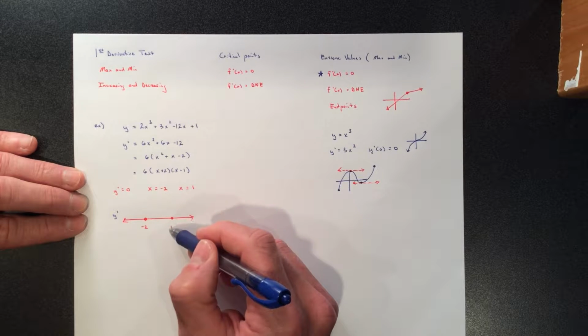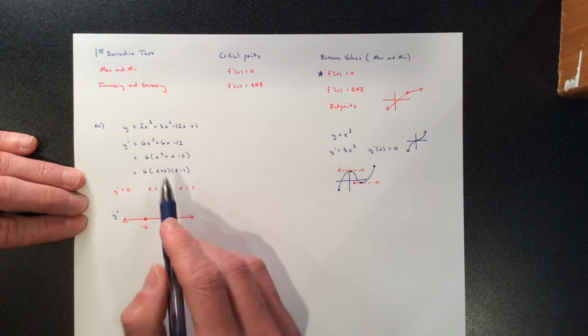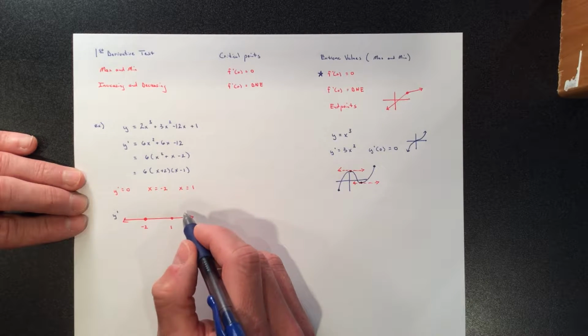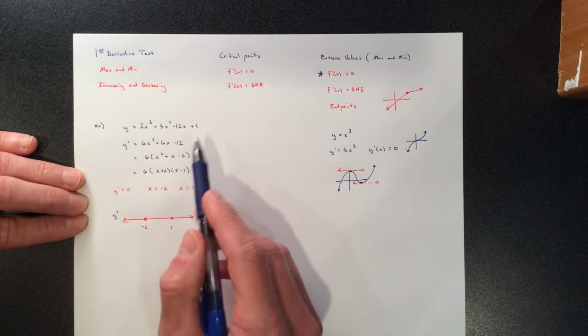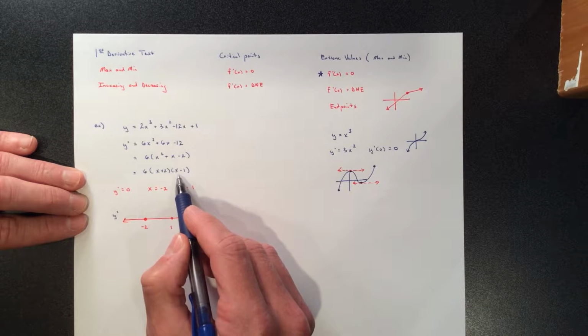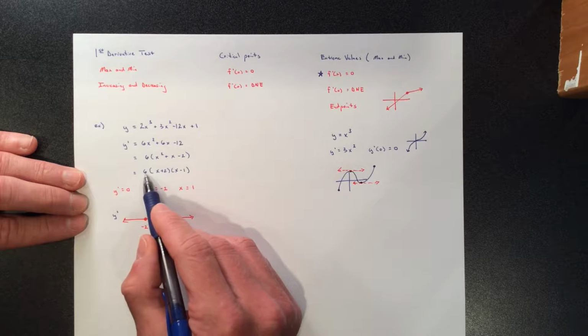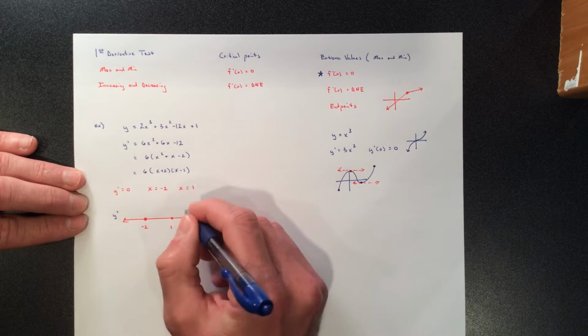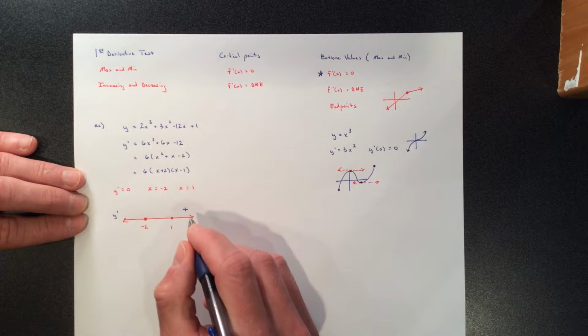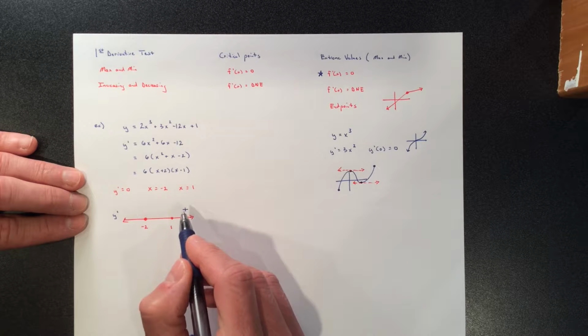So I'm going to plug in a number bigger than 1. Let's plug in 4. And I don't really care what the number is. I just care whether it's positive or negative. So if you plugged in 4 here, 4 minus 1 would be positive, 4 plus 2 would be positive, and 6 is positive. A positive times a positive times a positive is positive. I'm going to put a plus sign there because the derivative is positive.